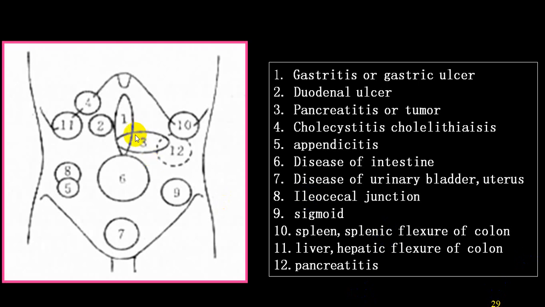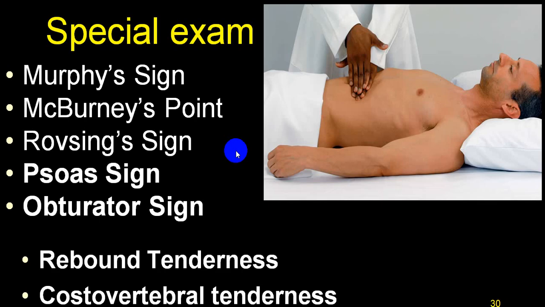Say this, 1 is for gastric ulcer, 2 is for duodenal ulcer, 3 is for pancreatic tumor, 4 is cholecystitis or gallbladder, we call Murphy's sign. 5 is for appendicitis, that is in the right iliac fossa. 7 is for urinary bladder. 8 is for ileocecal junction. 9 is sigmoid colon. 10 is spleen. 11 is for liver. And 12 is for pancreatitis. These are all the areas which you can go through.